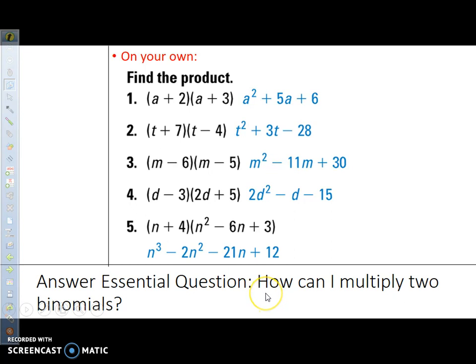Go ahead and answer this essential question. Essentially, you're going to say if you like the FOIL or if you like the rectangular array. It's up to you. Just make sure you know how to do it properly.